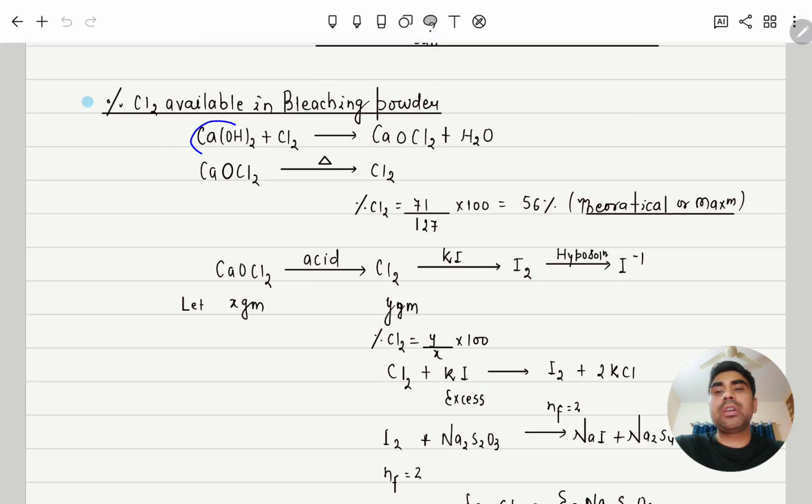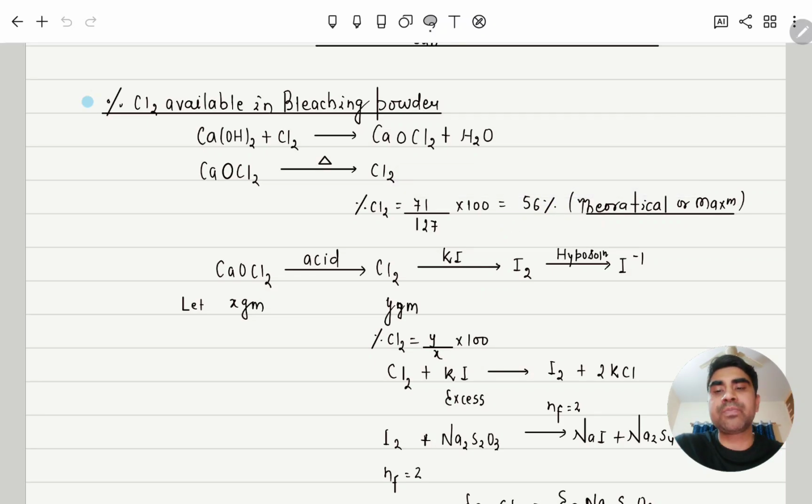You know that here slaked lime reacts with Cl2, forming calcium oxychloride. This is only bleaching powder, and H2O. If we heat this bleaching powder, Cl2 is released. So theoretically, what is the maximum chlorine present in bleaching powder? This mass is 71 divided by the total mass of bleaching powder, 127, into 100. So in bleaching powder, 56% chlorine could theoretically be present.